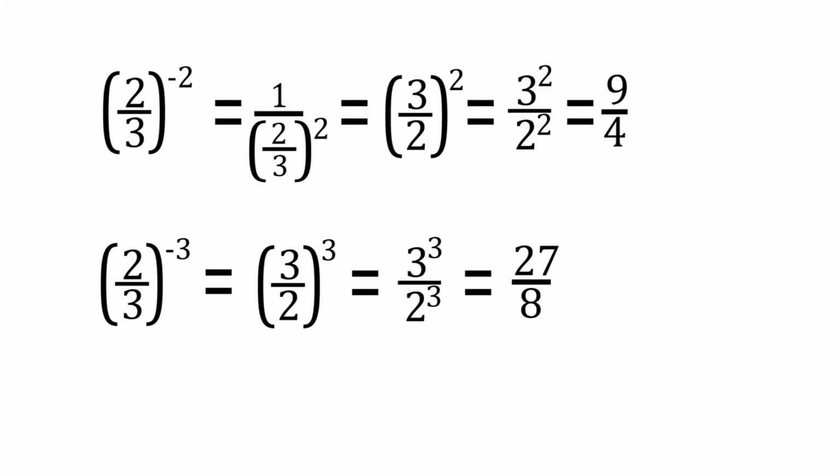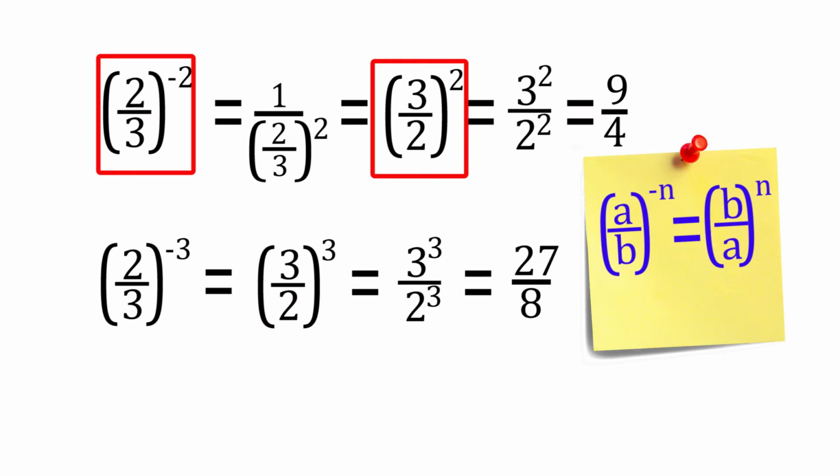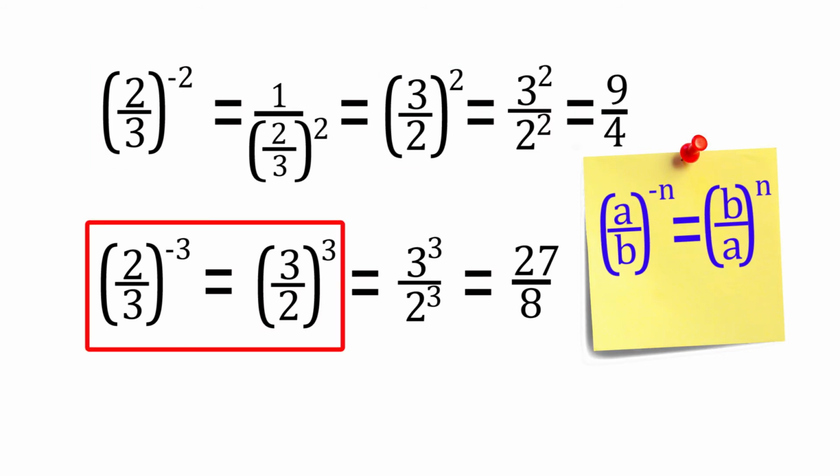So a negative index of a fraction would create a reciprocal, which is the same as flipping the fraction upside down and changing the sign. So here the fraction with an index of -3 is the same as the reciprocal of the fraction, which is the same as flipping the fraction upside down, but notice that the sign has changed.